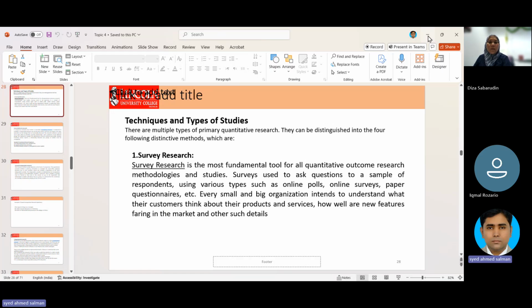Okay, Diza, you have provided a few examples. I understand that one. So when we are talking about quantitative research, we have already covered the four types of quantitative research: survey, correlational, causal comparative, and experimental, right? So can you please give me the importance of causal comparative research?